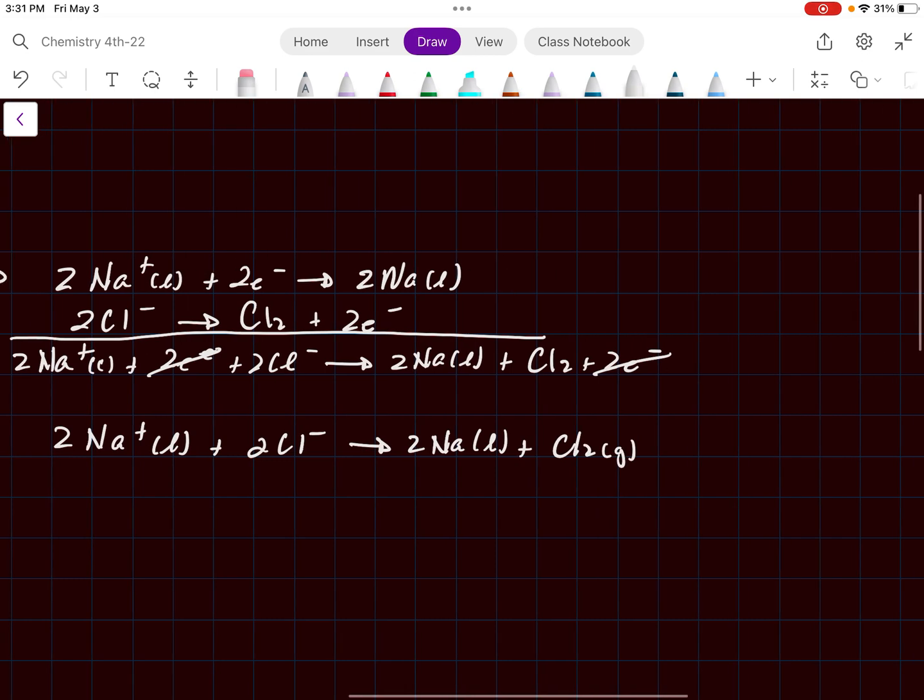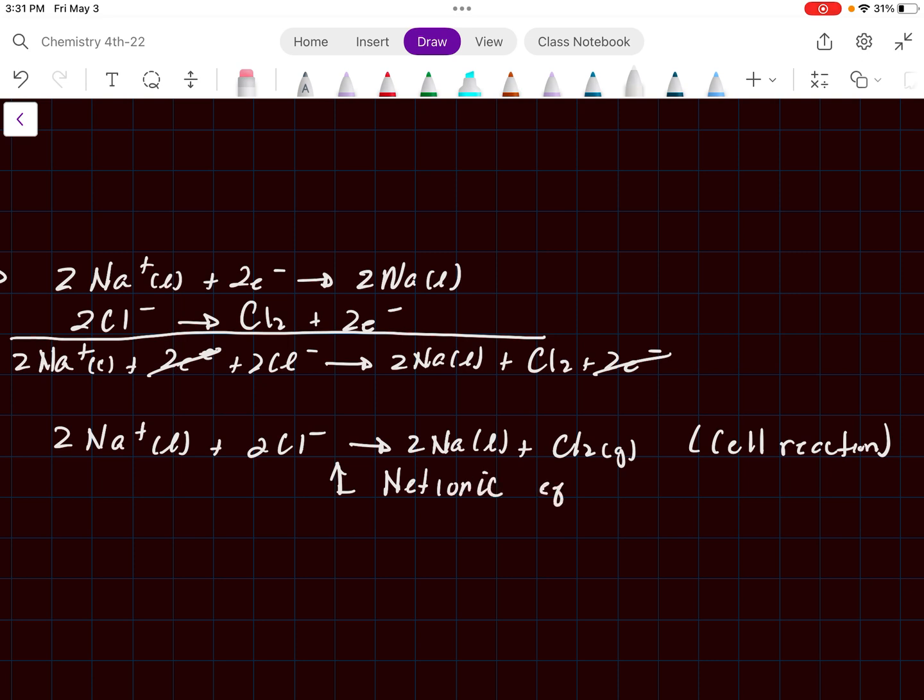and this here is going to be known as the cell reaction. Okay, the cell reaction, in no simpler terms, is just the net ionic equation of the redox.